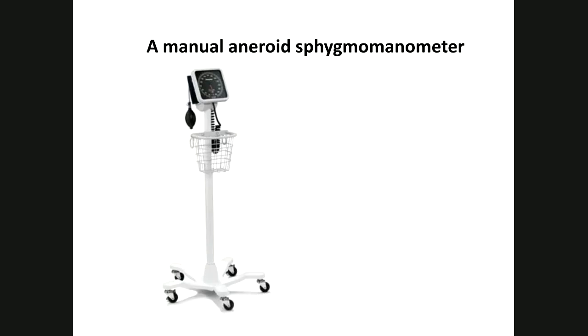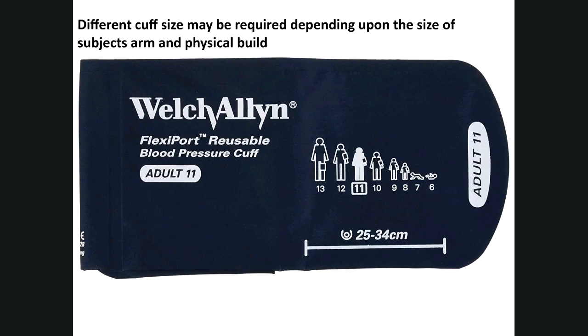Now, let me show you a picture. This is the picture of the aneroid sphygmomanometer which we will be using. This is what you might have seen in your labs. And if you see, there is a cuff like this. Different cuff sizes are available, right? This is a standard adult cuff size. If you see here, this is the standard cuff size. There is a picture given on the cuff, and it is having two different ranges, right?